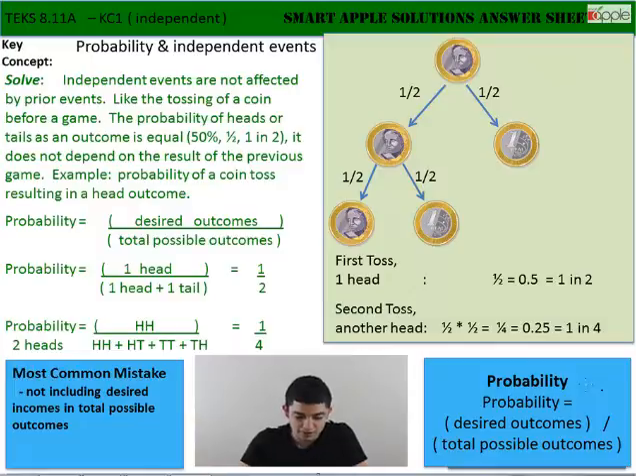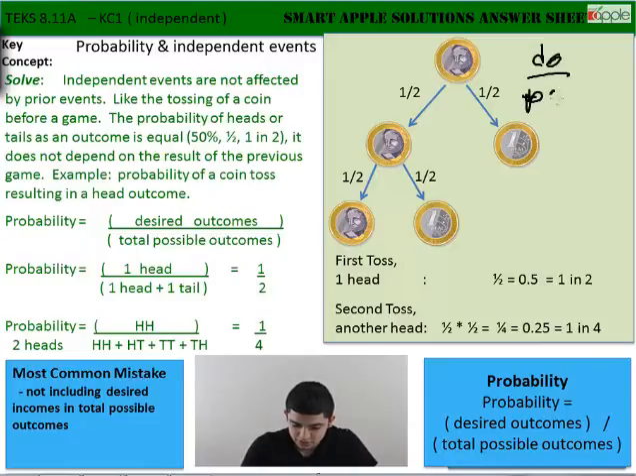So let's start off by defining. If you have a coin and you want to know the probability of getting two heads, all you have to do is desired outcomes. So I'm just gonna put DO over the total possible outcomes. So let's say that you're gonna toss the coin two times and you want to get heads on the first one and heads on the second one.